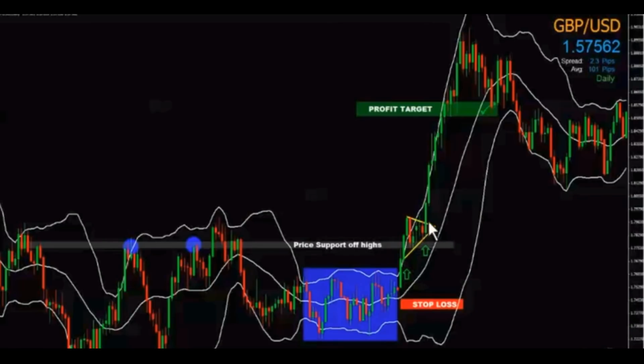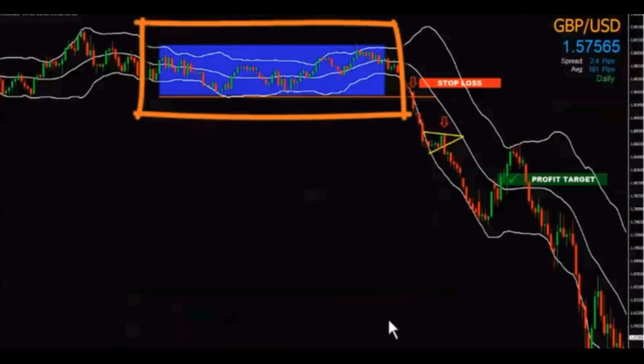A stop to be placed below the entry at a point of tolerance, and a profit target measured by the range of the contracted area or potentially a break back below the middle band. Let's take a look at a short example.